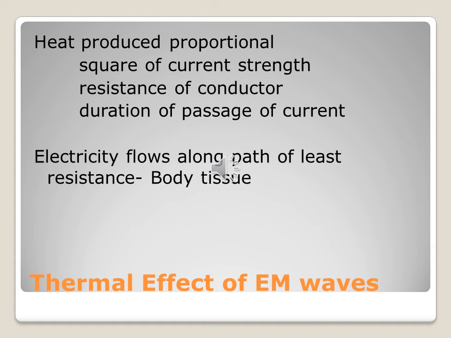So that's going to dictate how much energy gets produced and how much heat gets produced. The other thing to note is that the electricity that's going to flow in regards to this type of energy looks to go through the path of least resistance. So all body tissues have different amounts of resistance. So in other words, what you're going to find is that the electrical current is going to look for body tissue that is going to be able to conduct this energy.